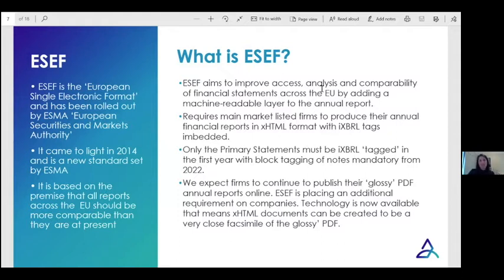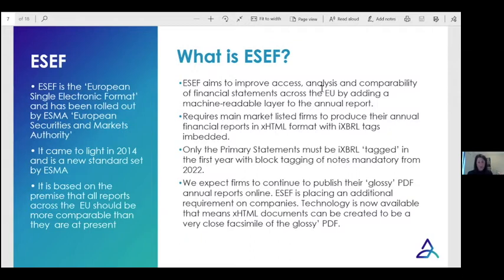So the aim of ESEF is to try and improve the access, analysis and comparability of financial statements. So the idea is that analysts can download sets of financial statements in certain industry sectors and pump the tags into a bit of software, and they can produce analysis off the back of that very easily.